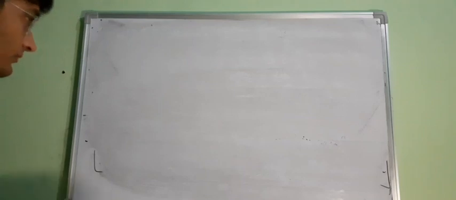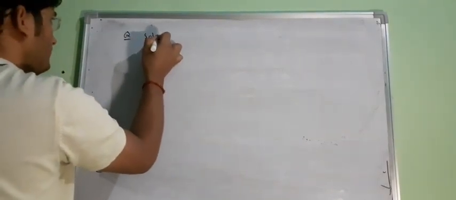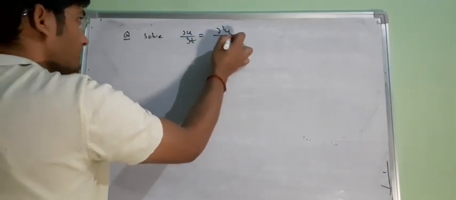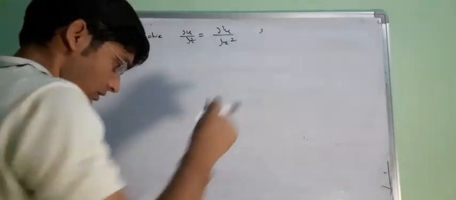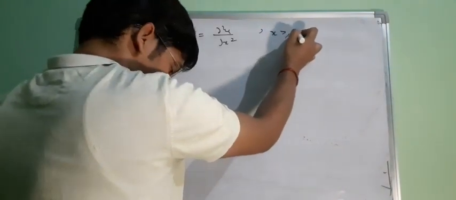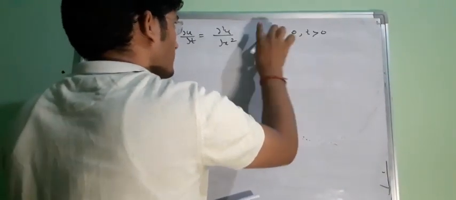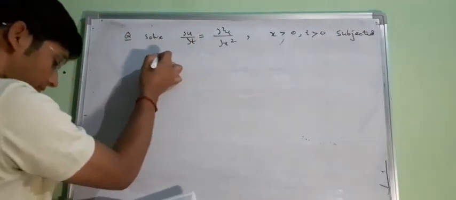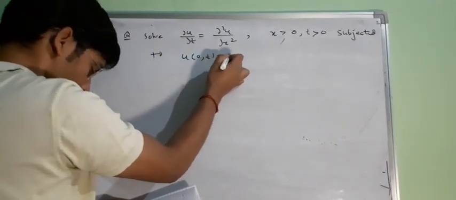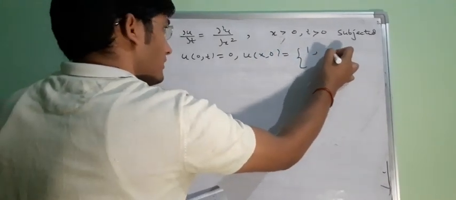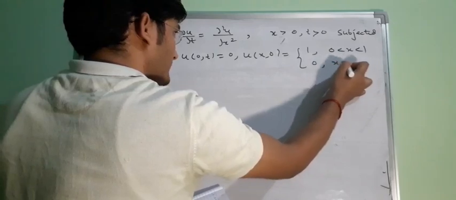Let us solve questions. Question number 1: solve the partial differential equation where the conditions are x greater than 0, t greater than 0, subject to the conditions u0t equal to 0, ux0 is equal to 1 for 0 to 1, and 0 for x greater than 1.